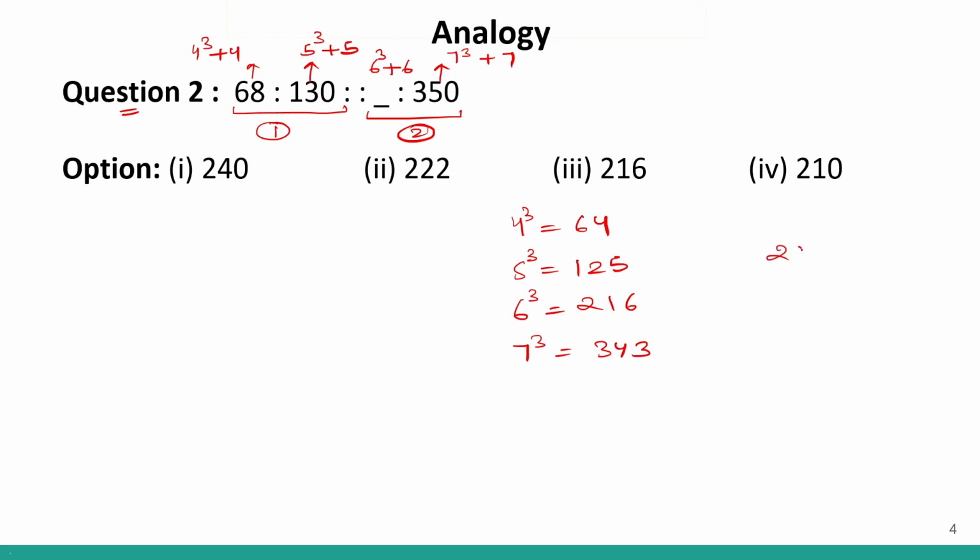So 216 plus 6 will give me 222. So 222 will be the missing element over here, which is given in option number 2. So option number 2 will be the correct answer.